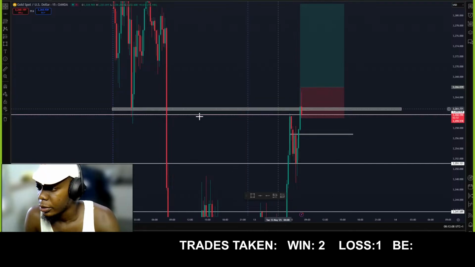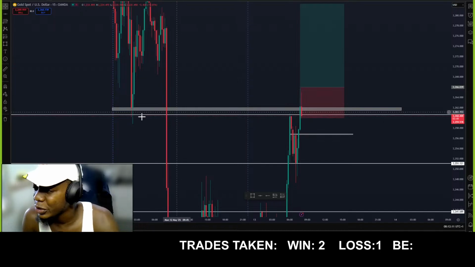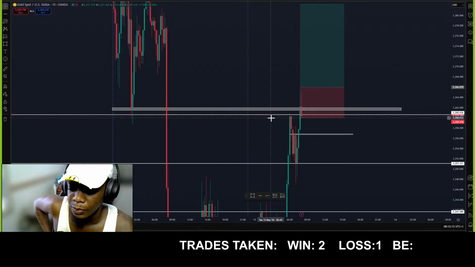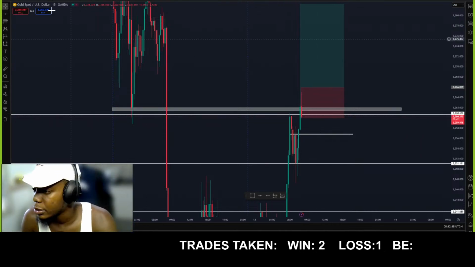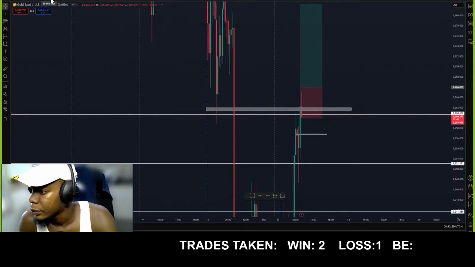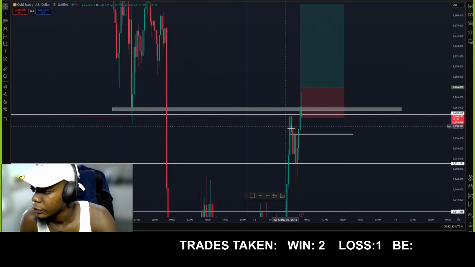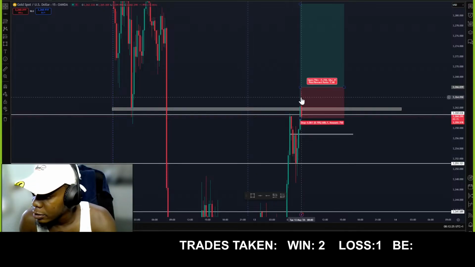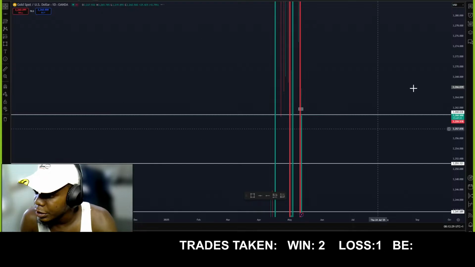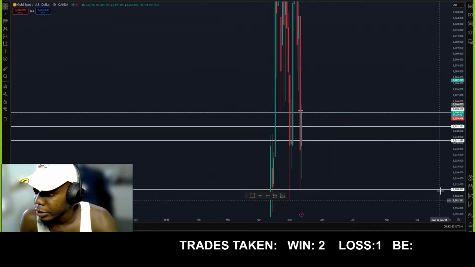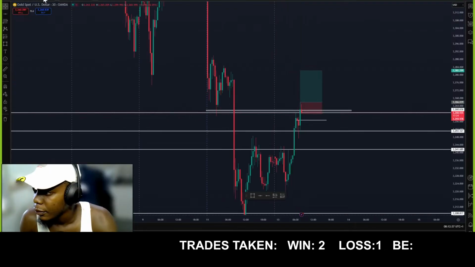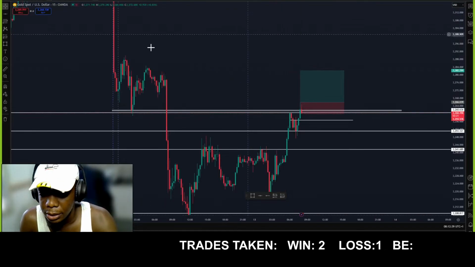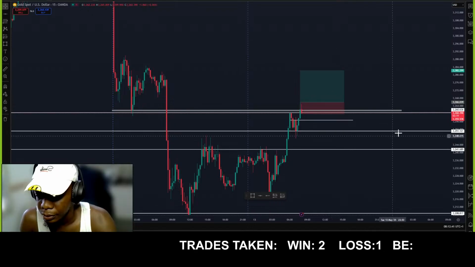You can see that price is strongly rejecting this level. We're waiting. Let's see. Will this be a fake out to the downside? Because the daily bias is obviously bearish. Well, we have a demand zone. Let's see how it plays out.